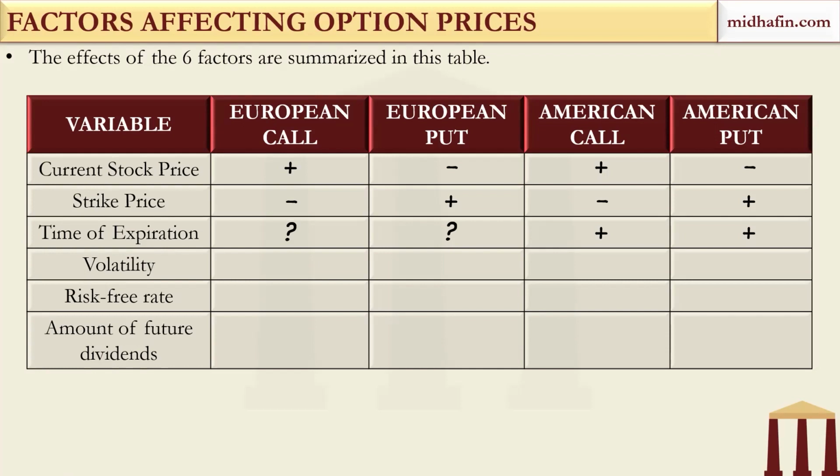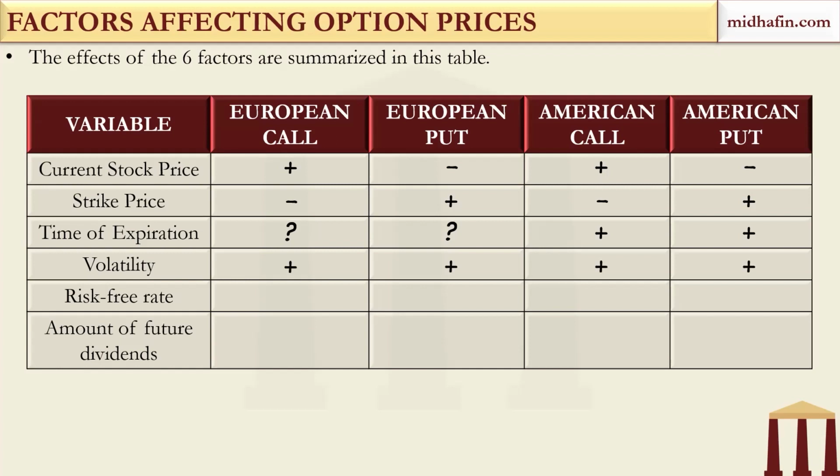Time to expiration makes sense when the option can be exercised early. In American style options, it has an effect. Options can be exercised early, so time to expiration needs to be considered to an extent. But European style options cannot be exercised early, so it becomes totally irrelevant. And that's why the question marks.